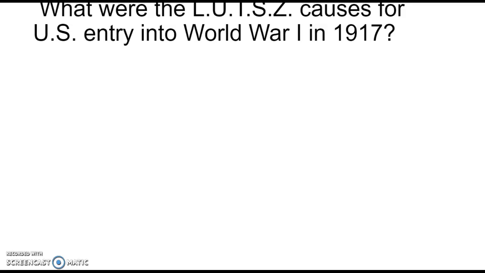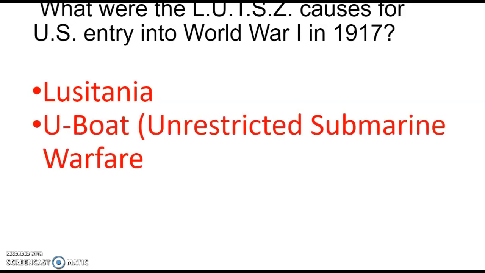What were the Lusitania causes for the U.S. entry into World War I in 1917? So the acronym that we use for this is Lusitania. Lusitania, the sinking of the passenger ship that carried about 128 Americans on it and about 1,200 other citizens, sunk by a German U-boat in what was called unrestricted submarine warfare.